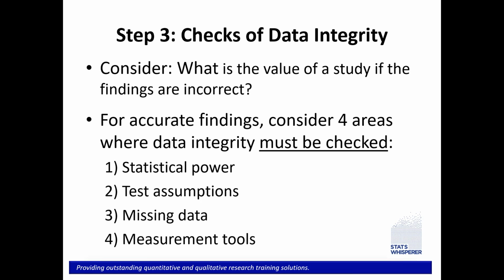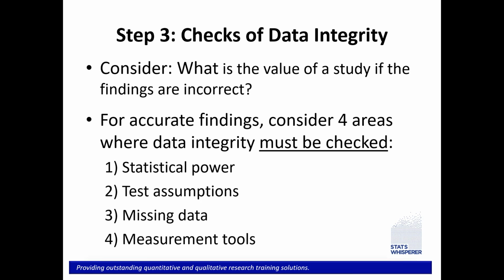So consider, what's the value of a study if the findings are incorrect? And just one violation of data integrity can create an error in the data, and the findings might be based on the error instead of the actual relationships between variables. So 4 areas that must be checked. Statistical power. Do we have an adequate sample size to test our hypothesis? Checks of test assumptions, like we said, normal distributions, outliers, and so on.